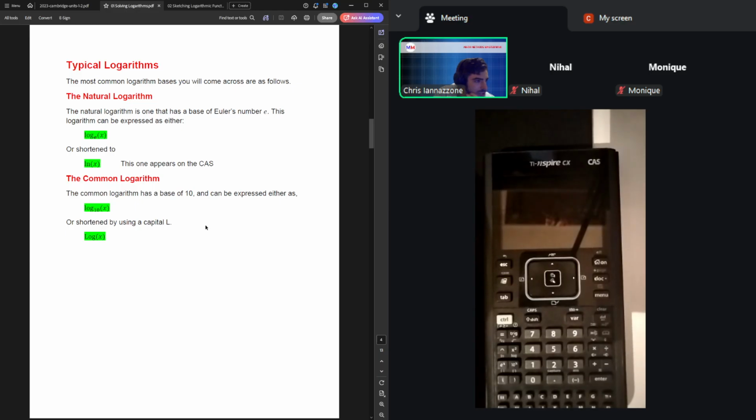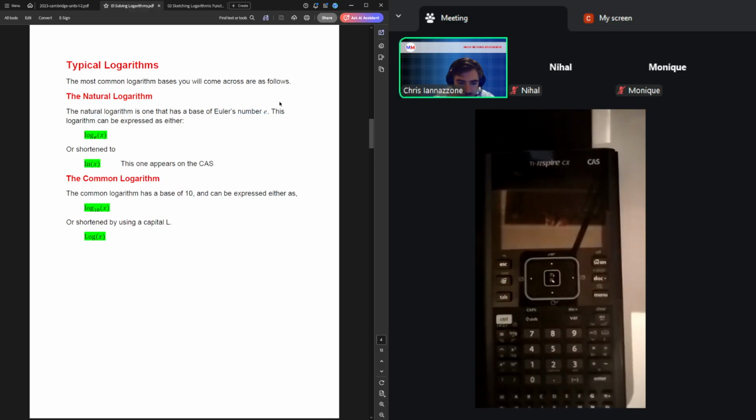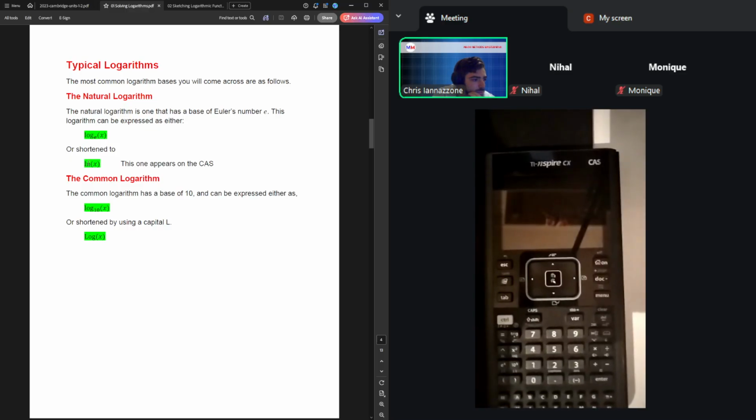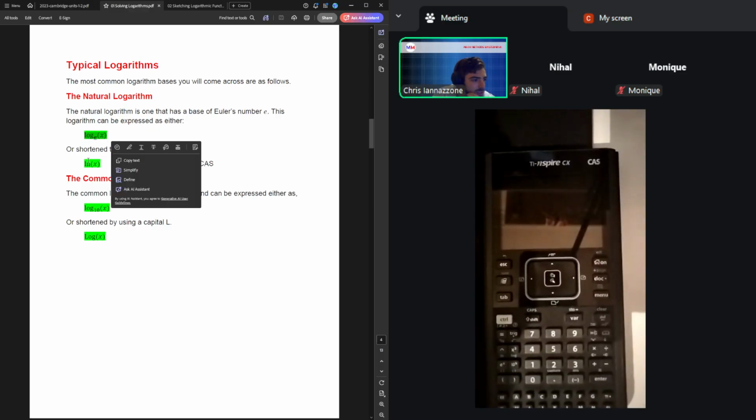Most of the notation you'll see for logarithms is going to be either log with a base of e, which is referred to as the natural logarithm. E is a special number, kind of like pi. It's an irrational number, roughly 2.7-ish. It'll either be written as log base e or just natural log, ln.